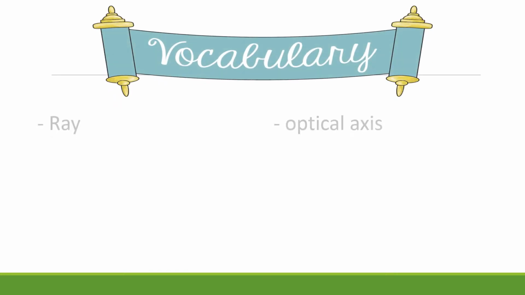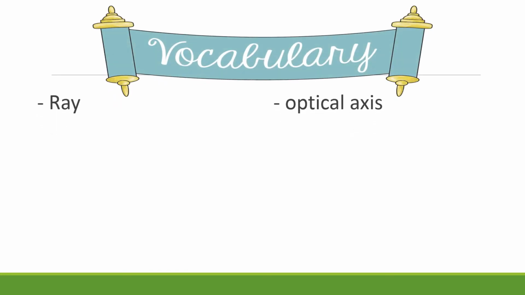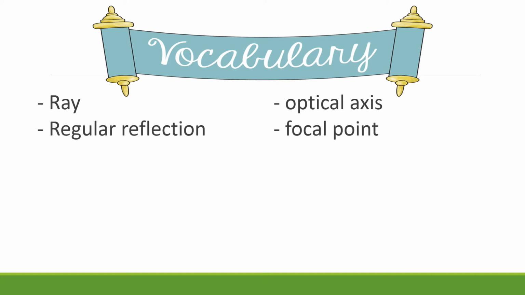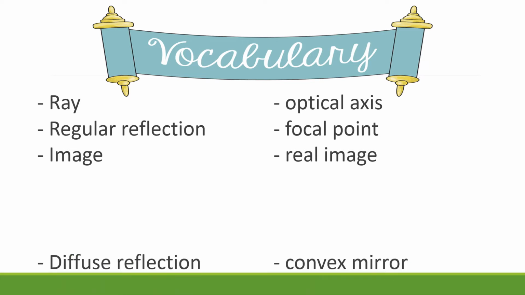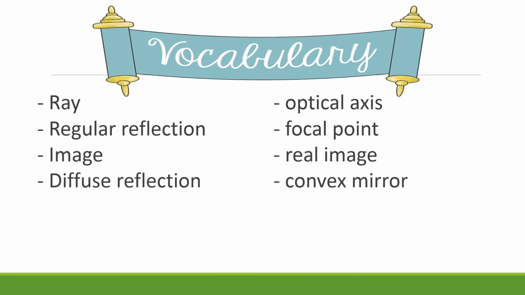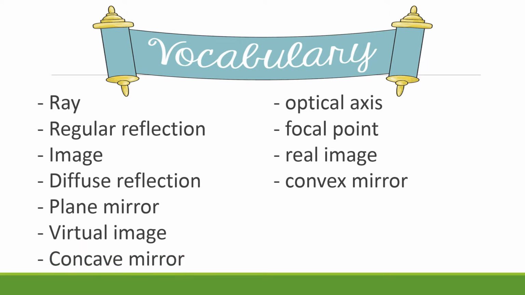At the end of the lesson, you have to know and understand the meaning and the concepts of the following vocabulary words: ray, optical axis; regular reflection, focal point; image, real image; diffuse reflection and convex mirror; plane mirror; virtual image; and lastly, concave mirror.